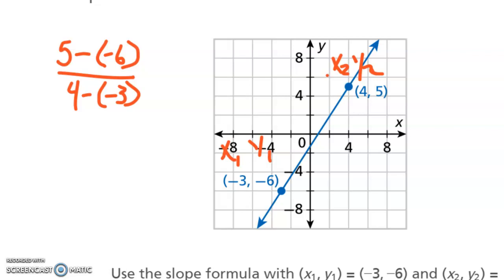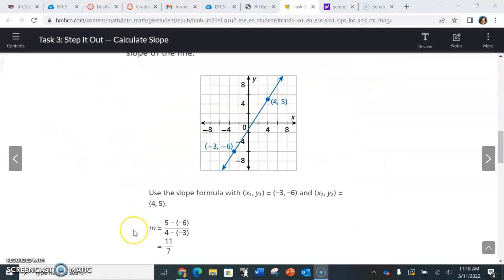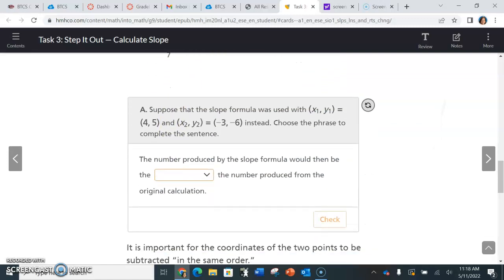All right, so we've got 5 minus negative 6, so 5 plus 6. So that's going to be 11. And 4 minus a negative 3, so 4 plus 3 is 7. So 11 over 7. All right, so you can see here, it says use the slope formula, and they did the same thing. They labeled this as x1, y1, and this is x2, y2. And then they did 5 minus negative 6 over 4 minus negative 3, and they also got 11 over 7.